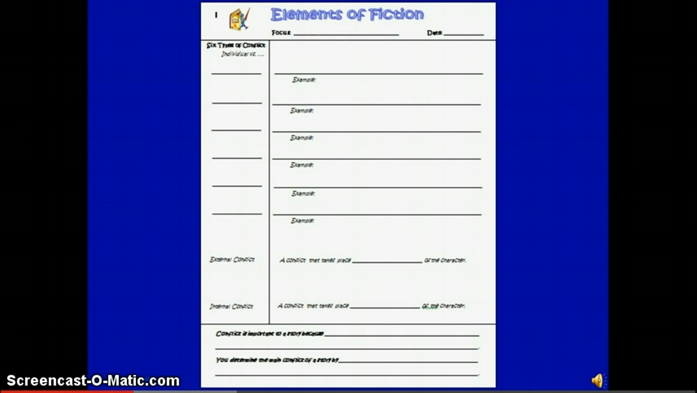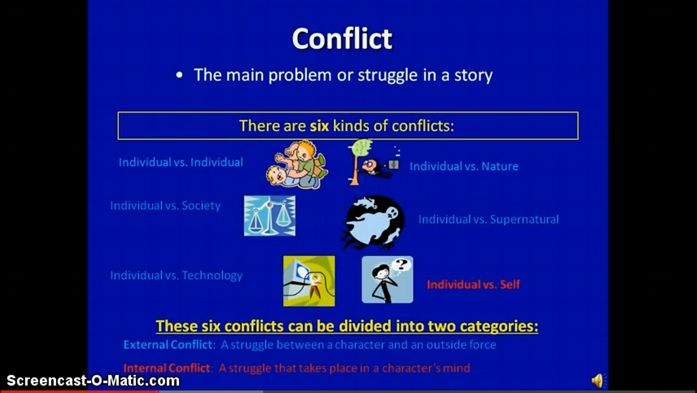By the end of our lesson, we're going to focus on reflecting about why conflict is important to a story, and we're going to make sure that you can describe how you know what the main conflict of a story is.